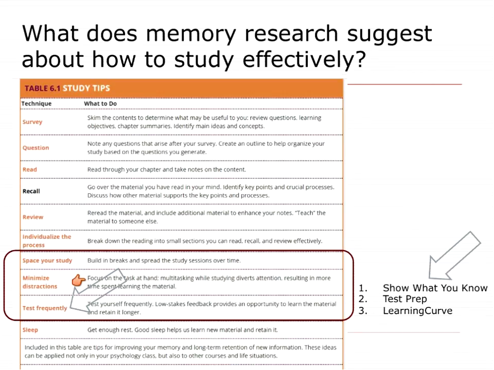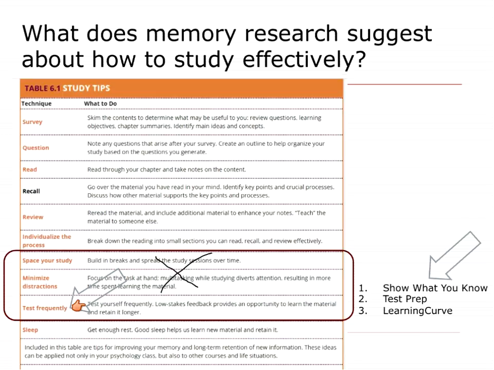Number 2, minimize your distractions. Focus on the task at hand. Multitasking doesn't work. If I could just put a giant X through multitasking, I'd do it right now. While studying, it just doesn't work, okay? If you're going to study, study. Put the cell phone away. Get out of Facebook. Get out of whatever you're doing and focus on your work.